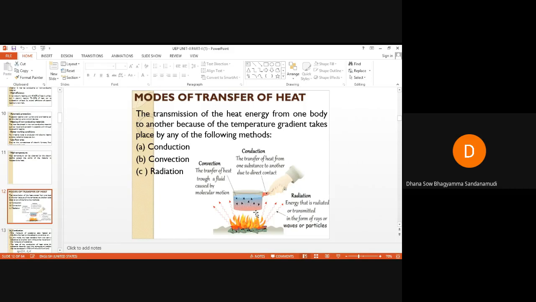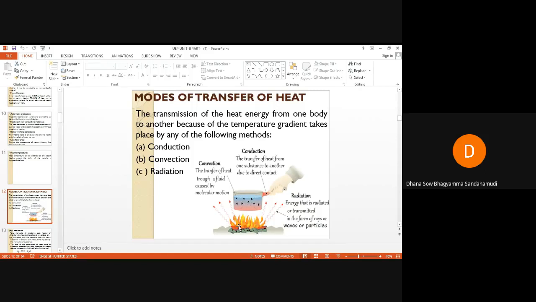Okay, so here there is an empty space between these two, but the water in this vessel is boiling. That is due to radiation. So what is radiation? If the energy is radiated or transmitted in the form of rays, waves or particles, it is known as radiation. You can see some red color arrow marks. Okay, so this is briefly about conduction, convection and radiation.